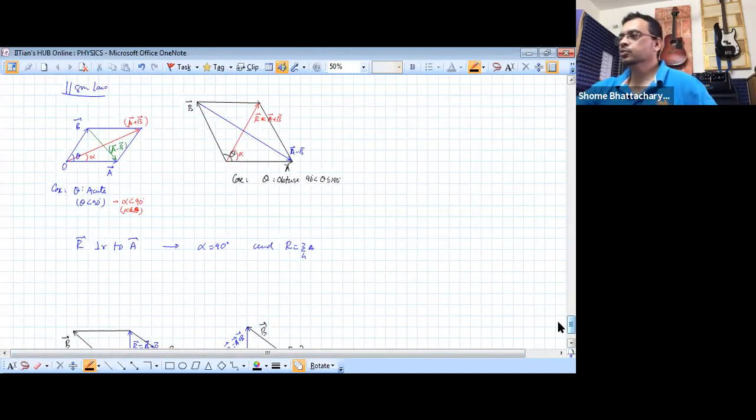So just as a rule of thumb, you should remember when the parallelogram law is more convenient for us to use, and when it is more useful for us: when we are dealing with something involving both A plus B and A minus B.